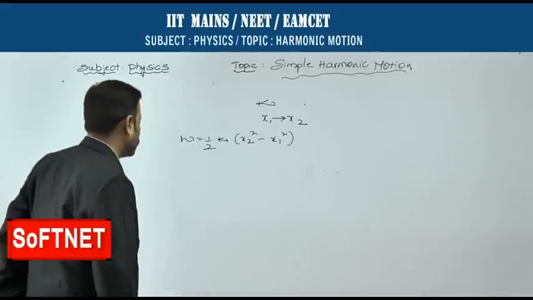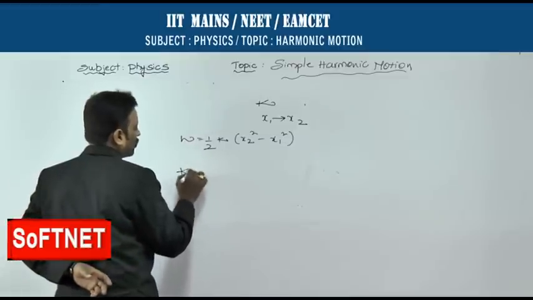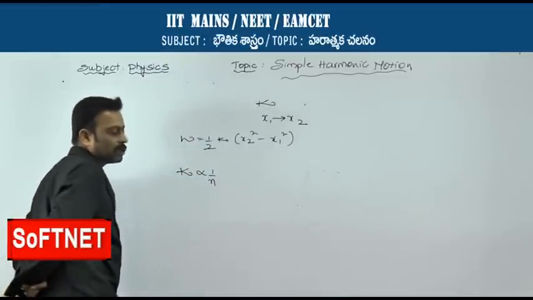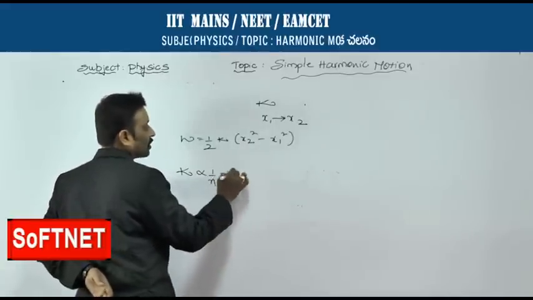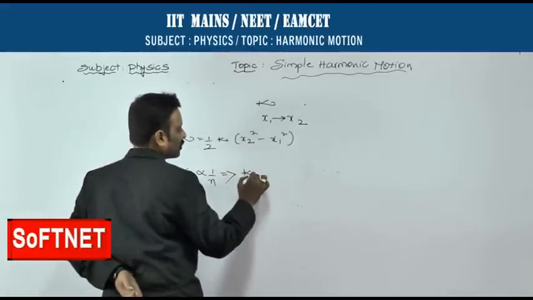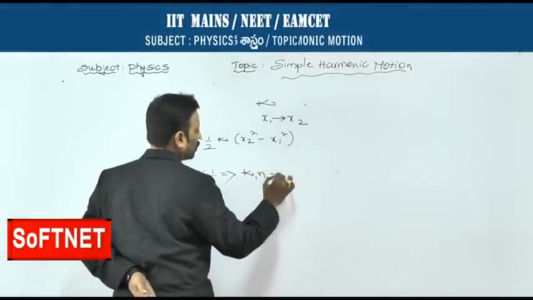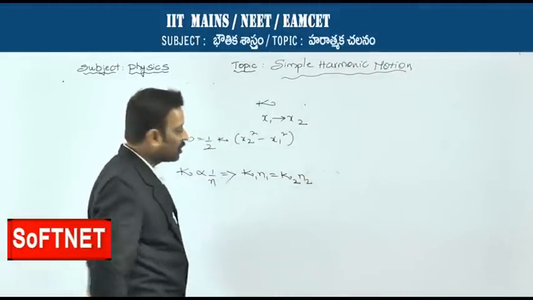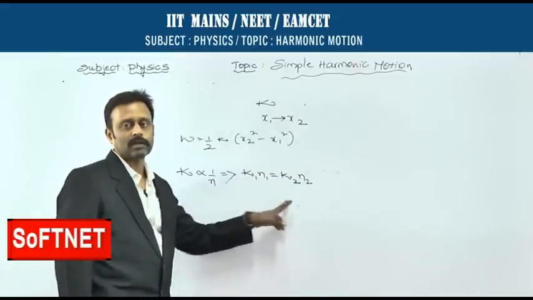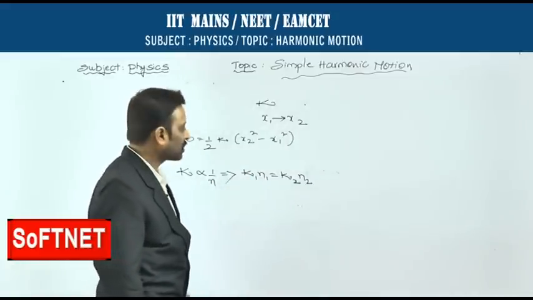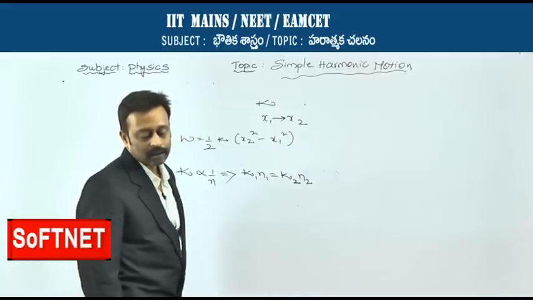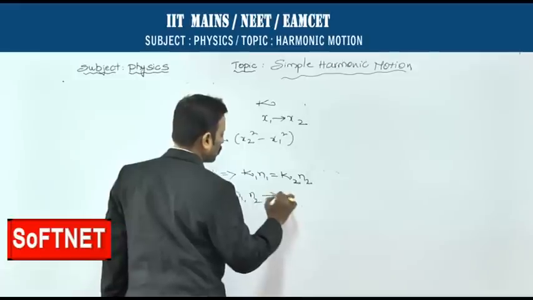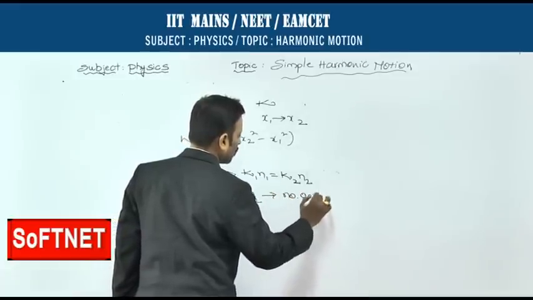Then the relation between spring constant and number of turns: they both are inversely proportional to each other, so that k1 n1 is equal to k2 n2. Here k is the force constant or spring constant of both the springs, and n1 and n2 are the number of turns.